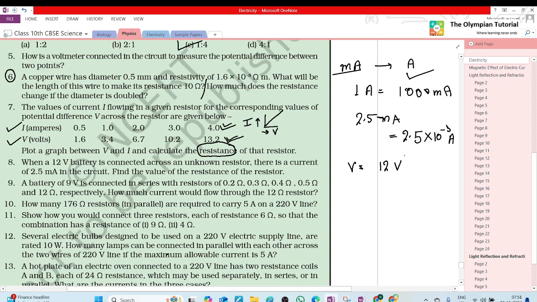And V is 12 volt. According to Ohm's law, what is the formula? R is equal to V by I. Apply this formula. Let me know the final answer. Then it'll become 120 by 25 into 10 to the power minus 3, we'll have to multiply with 10. Correct, like that.